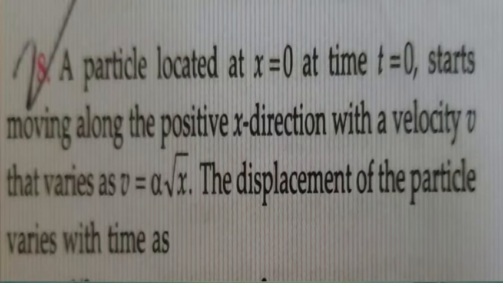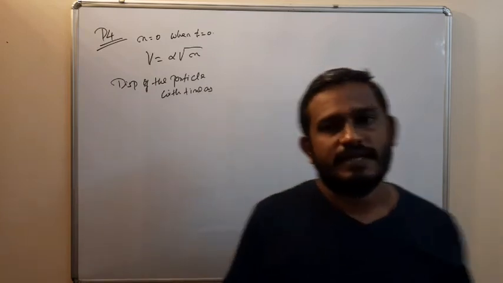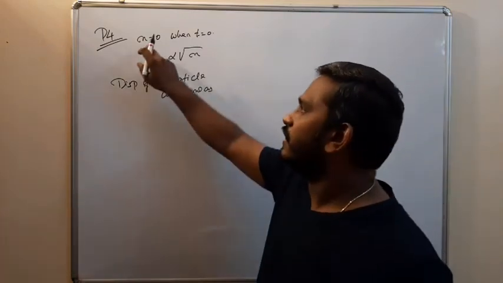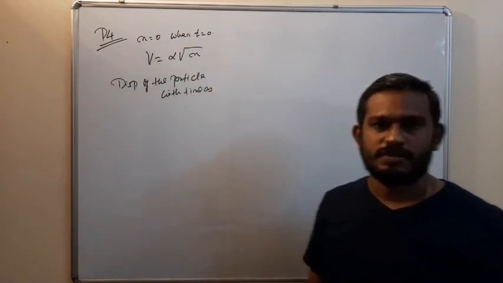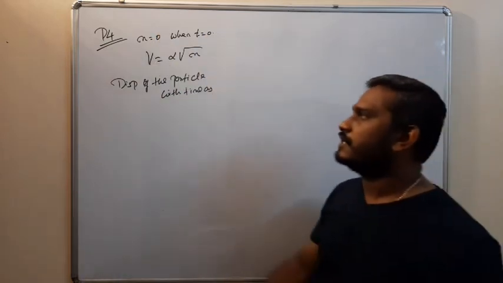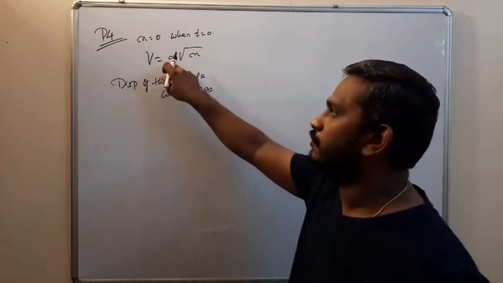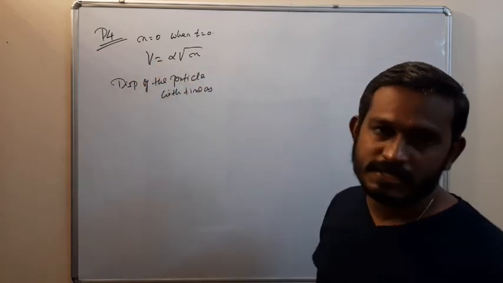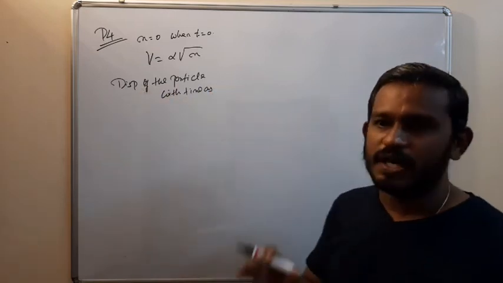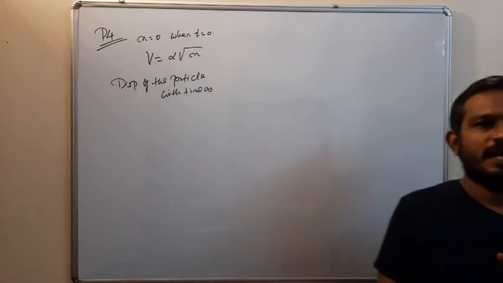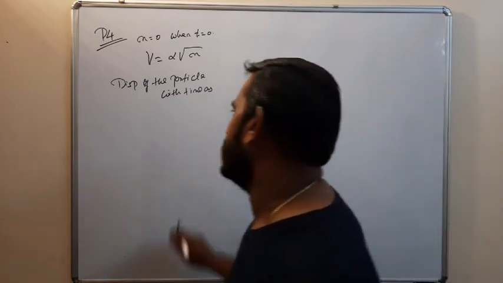So, fourth problem. It is given in the question that when x is equal to 0, time is equal to 0. That's one condition given. The instantaneous velocity of the particle is v is equal to alpha into root x. We have to find the displacement of the particle with time, so we have to find the relation between displacement and time.